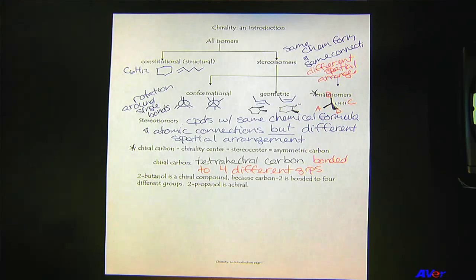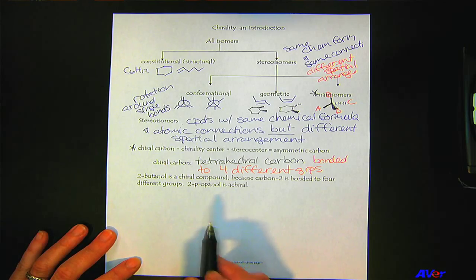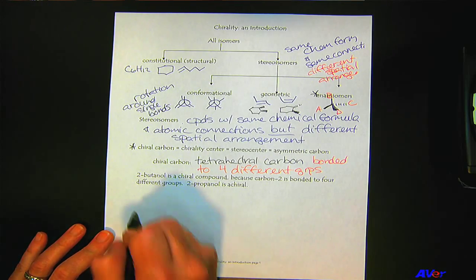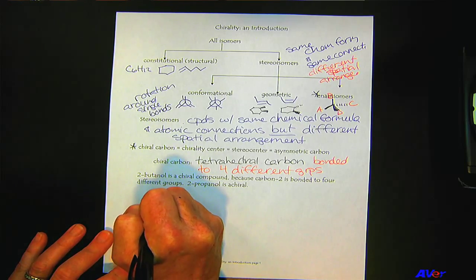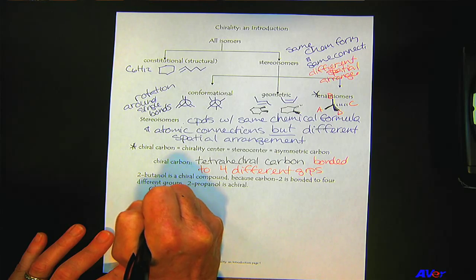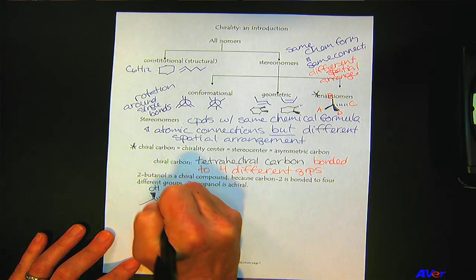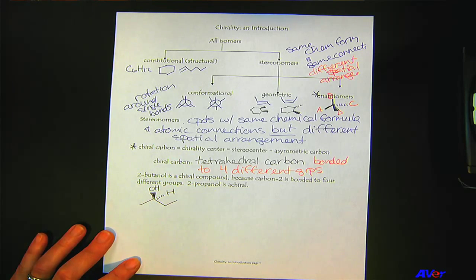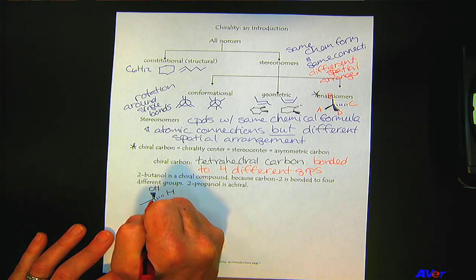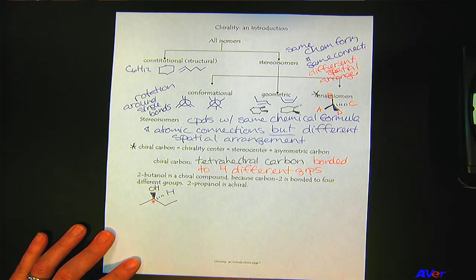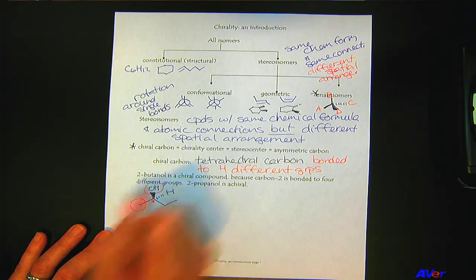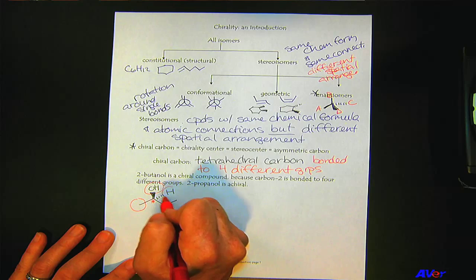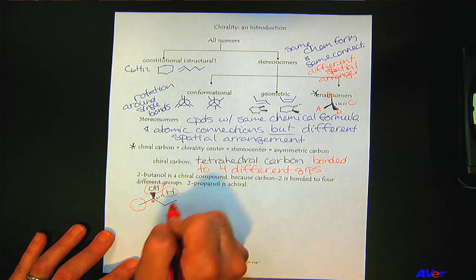All right, so now let's look at an example. Let's look at 2-butanol, all right? So if we look at 2-butanol, the OH group is there, and then the H would be coming back. So 2-butanol has a chiral carbon. There is the chiral center, because what? It has a methyl group, a hydroxyl group, a hydrogen, and an ethyl group.